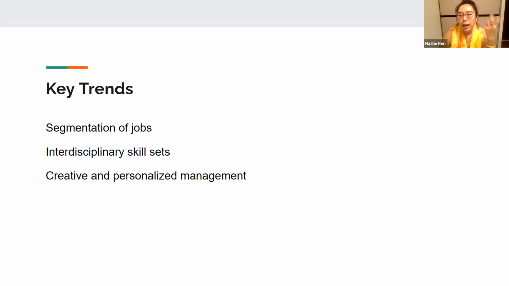In order to know, okay, if I ask to build a Titanic ship, but that's from the client side requirement, in reality, I can only build a small ship from Changi to Pulau Ubin. So those skill sets are very different. So nowadays, it's always good to have interdisciplinary skill sets. Third, I mentioned creative and personalized management.